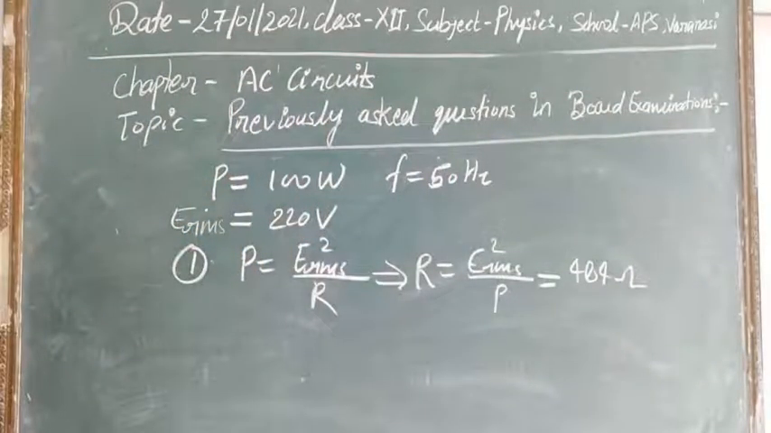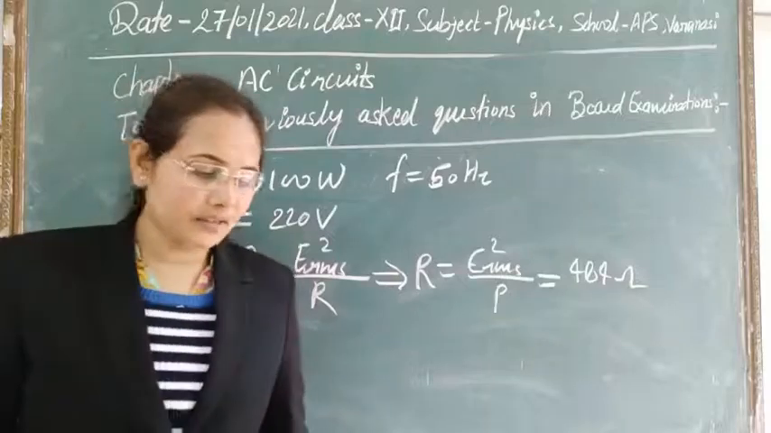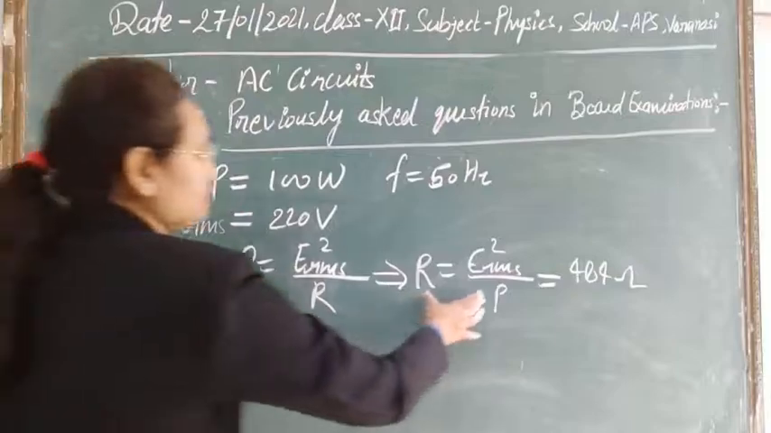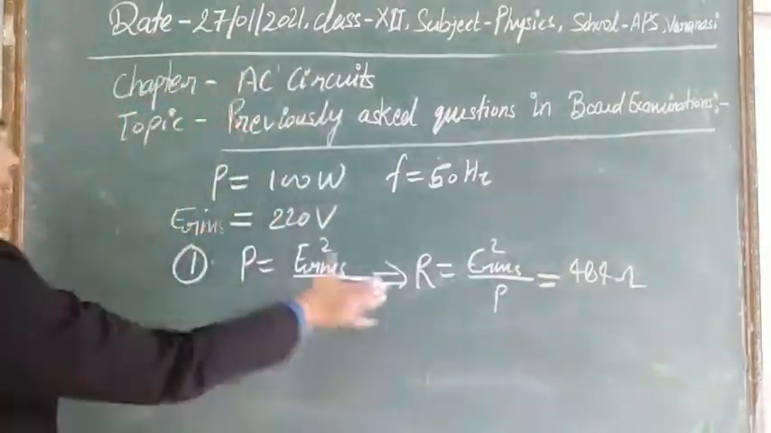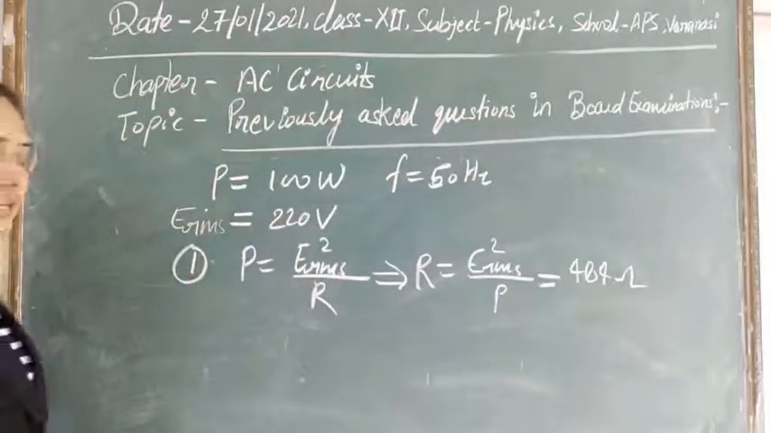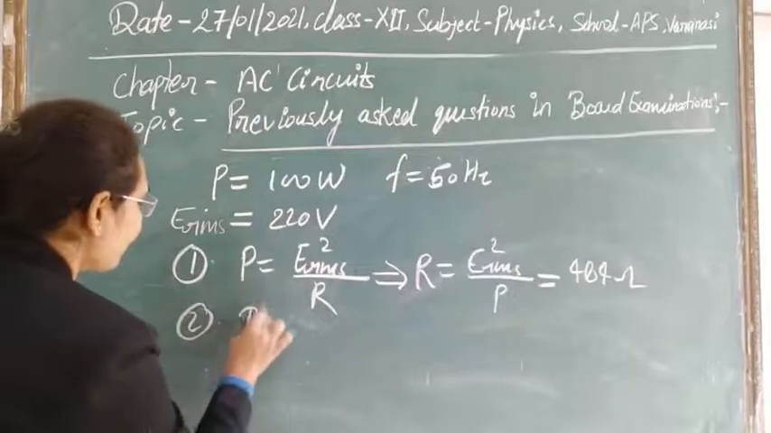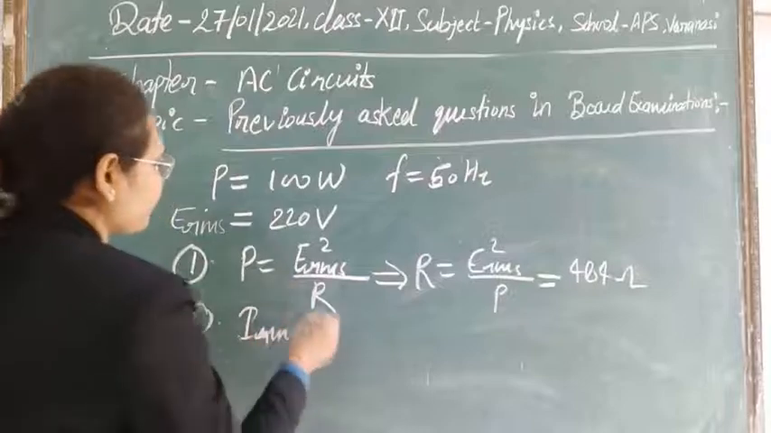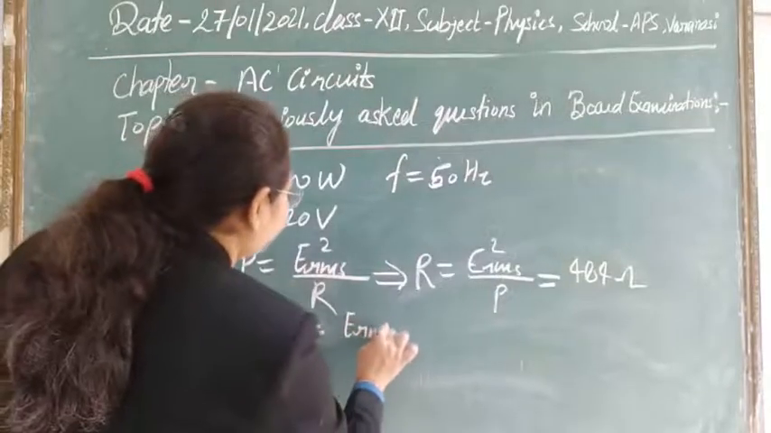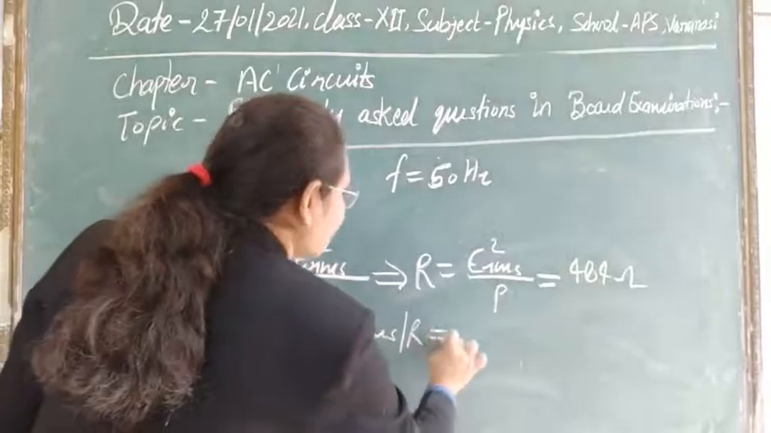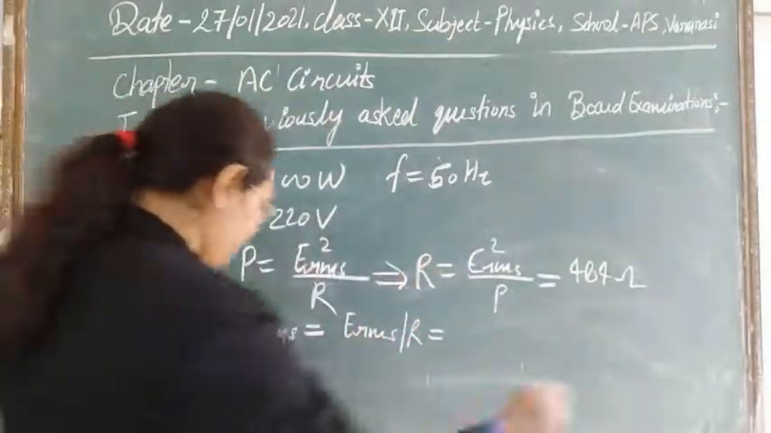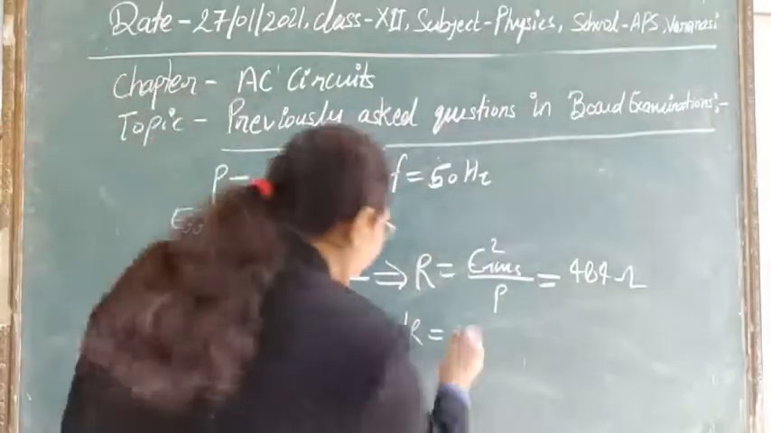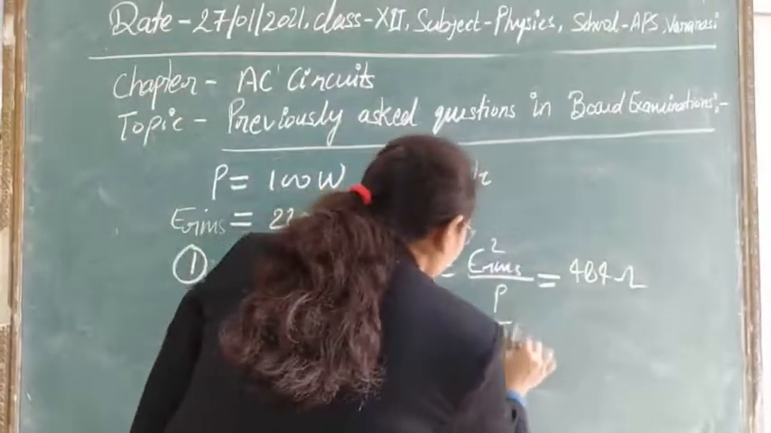The second question is: what is the RMS current through the bulb? As we have calculated the resistance in the circuit, and we already have the value of E_RMS, you can calculate the RMS value of current. This will be equal to E_RMS divided by R. If you solve it, its value is obtained as 0.5 amperes.